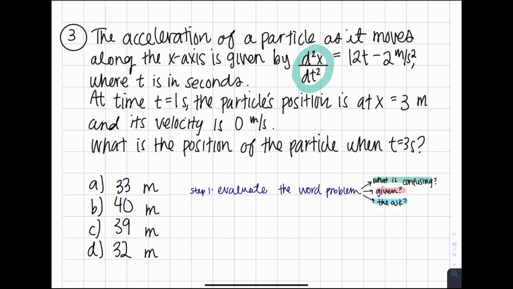So this notation might look a little scary, so I'm going to want to make sure that I understand what it means. It's also connected to a given formula. We're also given that at t equals 1, the particle's position is at x equals 3 meters, and its velocity is 0 meters per second. We're being asked to find the position at t equals 3 seconds.